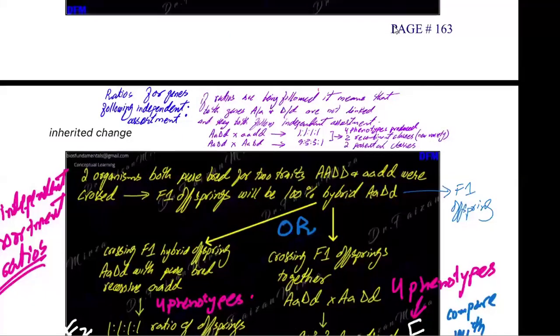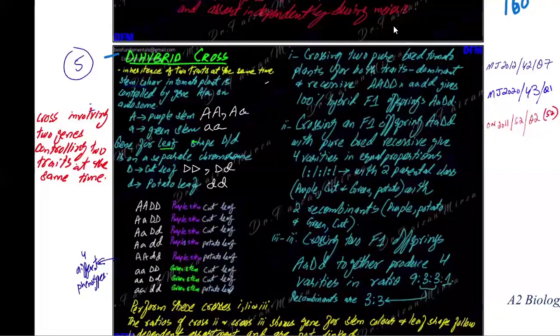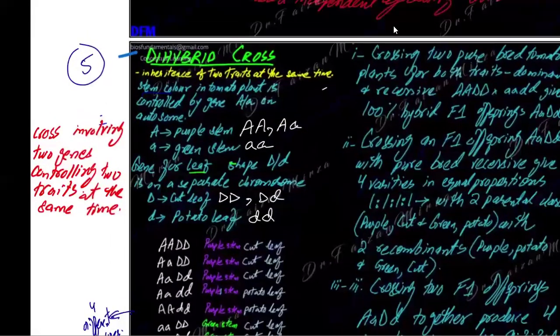Now, this brings us to the fifth type of cross as far as your syllabus, and the second cross in fact, the first cross of two genes being considered together. This is called a dihybrid cross. What's a dihybrid cross?